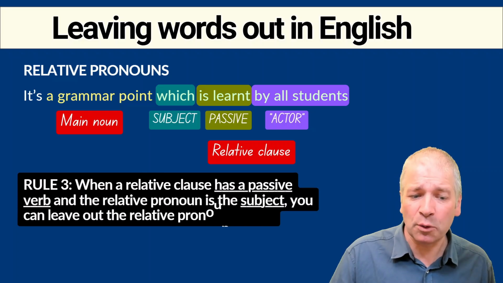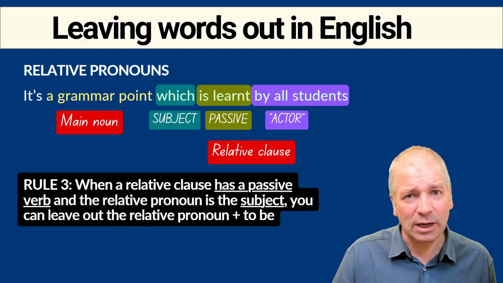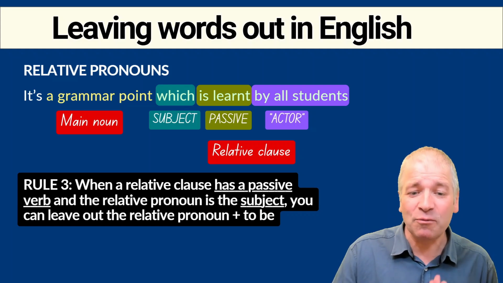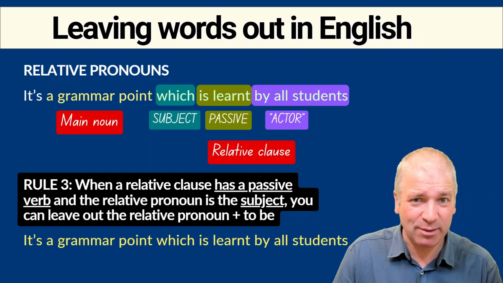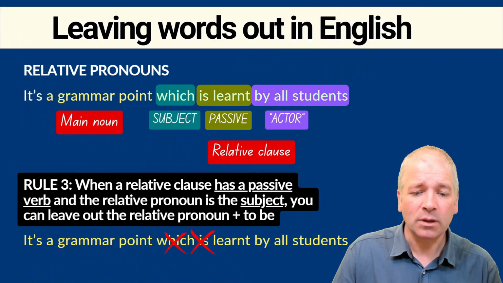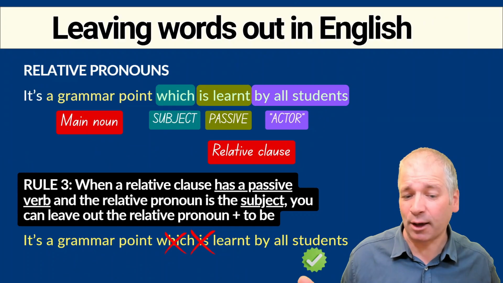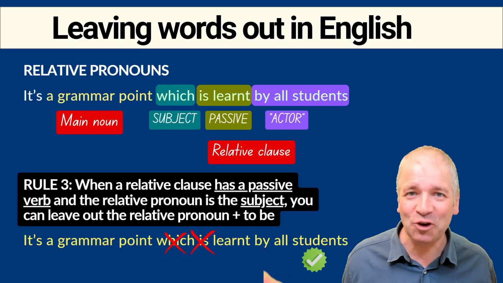When a relative clause has a passive verb and the relative pronoun is the subject, you can leave out the relative pronoun and the verb to be. So in our example sentence, we can leave out which and we can leave out is. And instead we can have, it's a grammar point learned by all students.